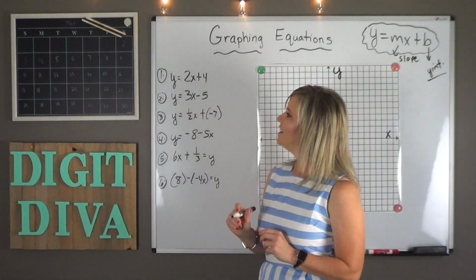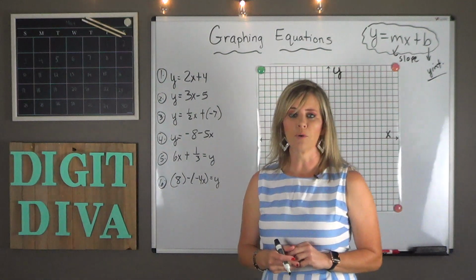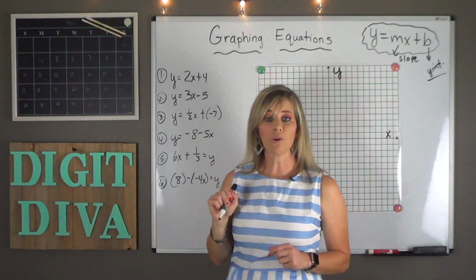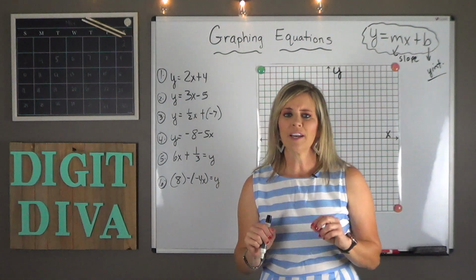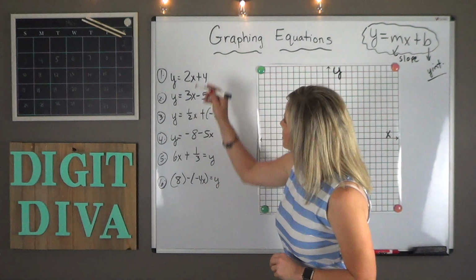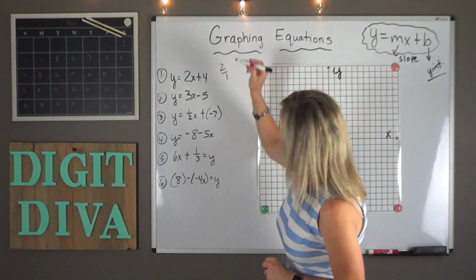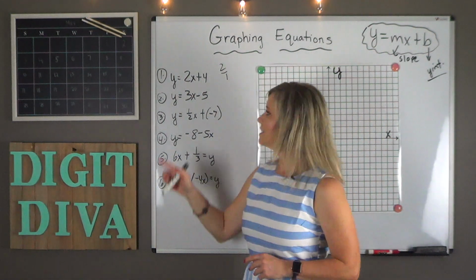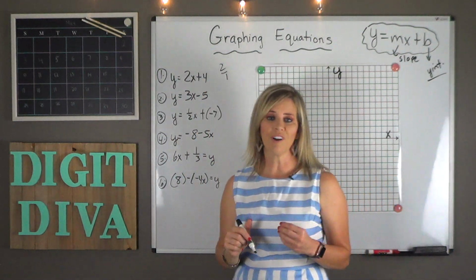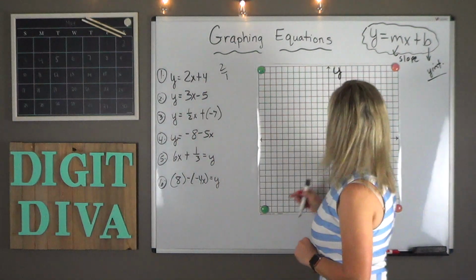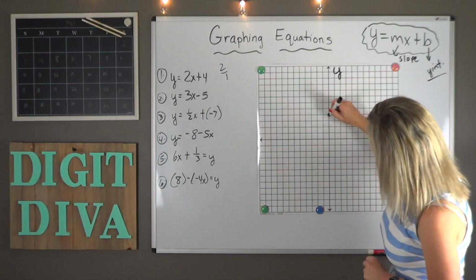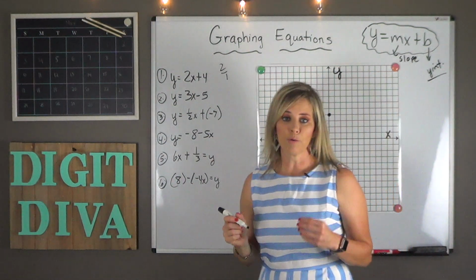So number 1, y equals 2x plus 4. Well, our slope is going to be 2, which is 2 over 1. It's best to always have your slope written as a fraction. So slope would be 2 over 1. And our intercept, where the line crosses the y-axis, is simply 4. So we're going to plot the y-intercept first. So on our y-axis, 1, 2, 3, 4, we will come up 4 units and we'll place a point there.